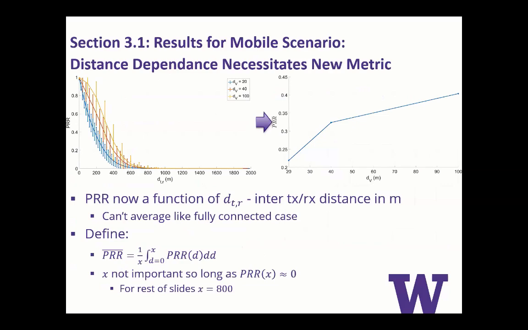Before showing results, we need to cover how we're displaying the data. As you can see on the left figure, the PRR is now a function of distance between the transmitter and receiver, DTR. So the simple averaging we did for the fully connected network needs to be addressed. For the rest of the slides, we'll use averaging shown here, averaging over the first 800 meters in this case. The value that you use for the endpoint of the averaging isn't important as long as PRR is approximately 0 at that distance, which it is in this case. With the averaging, you can see the 3 distance-dependent curves transform into a single average PRR curve on the right.